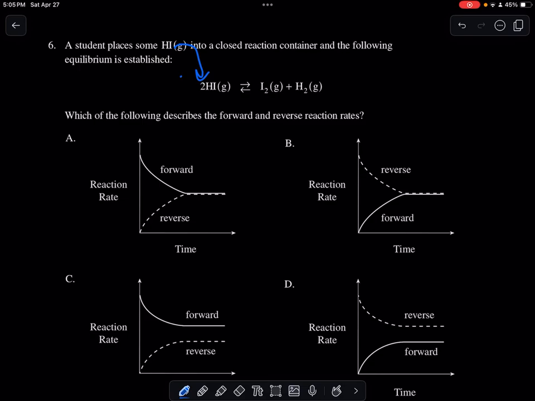Then the rates will eventually equalize. So the rate of forward is going to decrease with time. Then the reverse will increase. And then eventually they will equalize. They have to be equal for it to be in equilibrium. So I'm going to go with A.